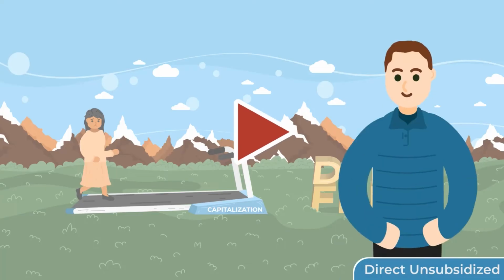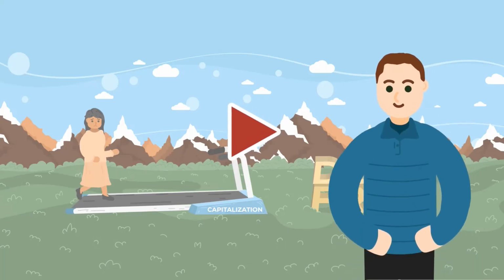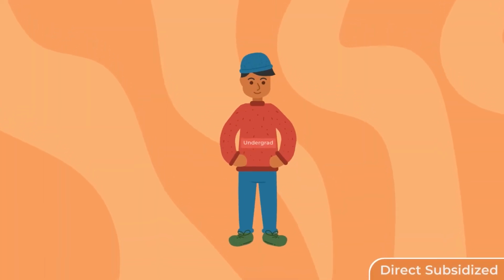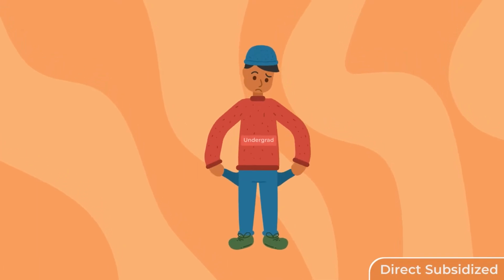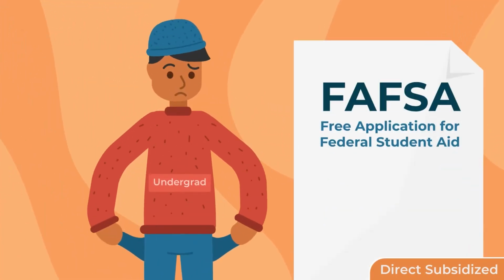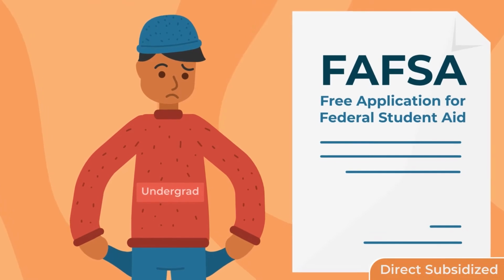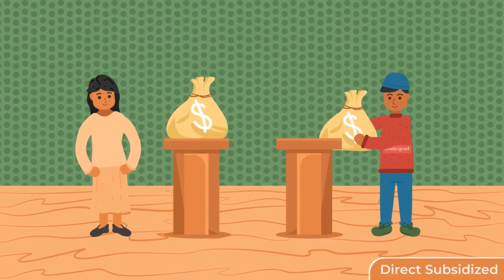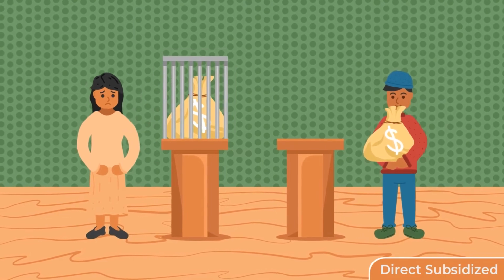All right, now that we understand capitalization, let's talk about the second federal loan type, direct subsidized loans. This loan type is only available to students who demonstrate sufficient financial need through the completion of the FAFSA and are pursuing an undergraduate program. Unfortunately, graduate students are not eligible for this loan type.